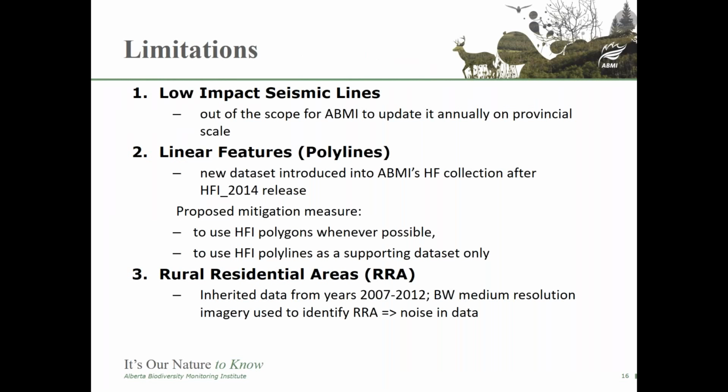And as with any product, the human footprint inventory is not without its limitations. So a few include that, first of all, it is out of scope for ABMI to update low impact seismic lines annually, just because of their sheer density and the manpower that it would require to digitize them. Secondly, prior to 2014, there was no polylines dataset for those who require it to do analysis on linear features. It was created in 2014 as part of the Alberta Human Footprint Monitoring Partnership that we have with the Government of Alberta. Prior to that, linear features were digitized exclusively as polygons.